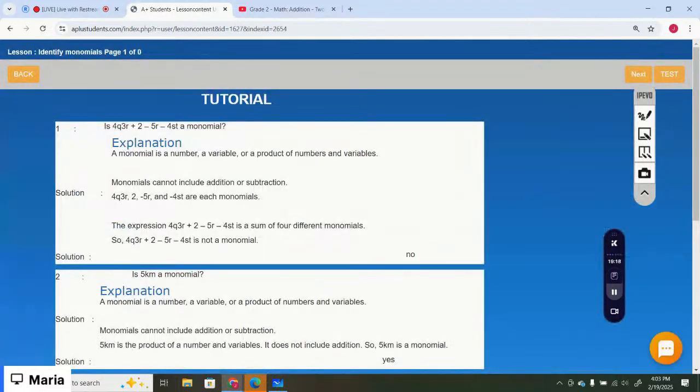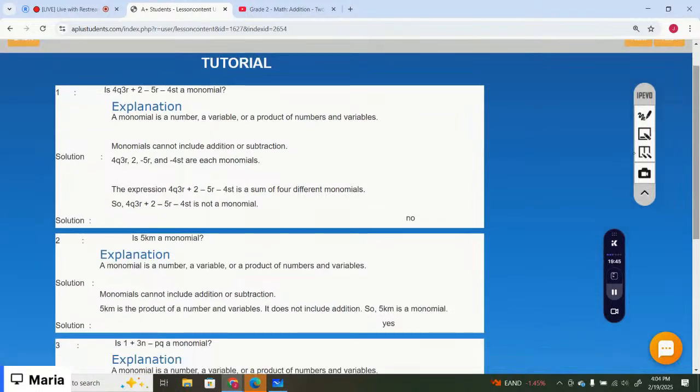Is 4q cubed r plus 2 minus 5r a monomial? That is not a monomial. A monomial is a number, a variable, or a product of numbers and variables. Monomials could not include addition or subtraction.